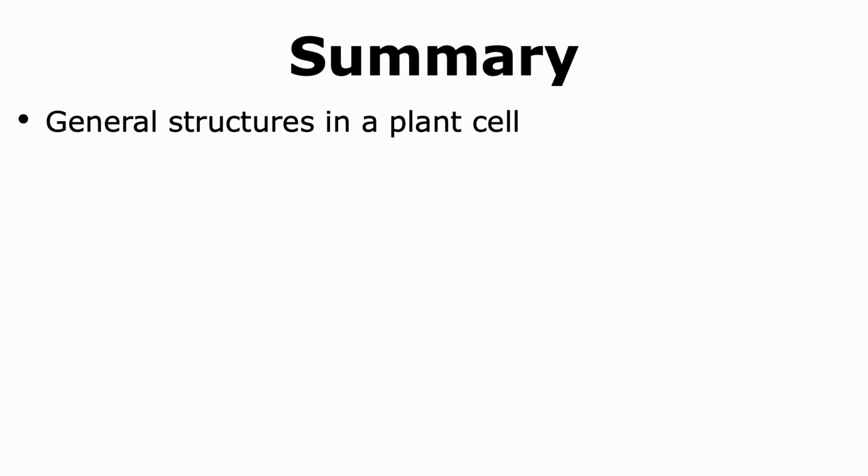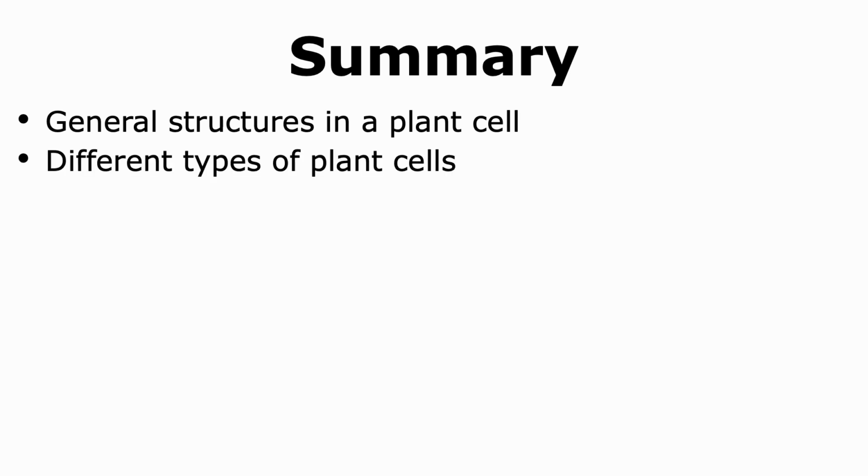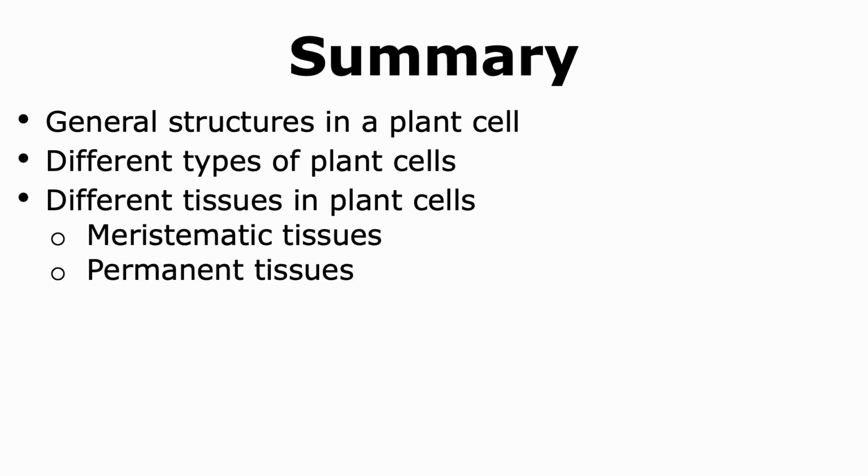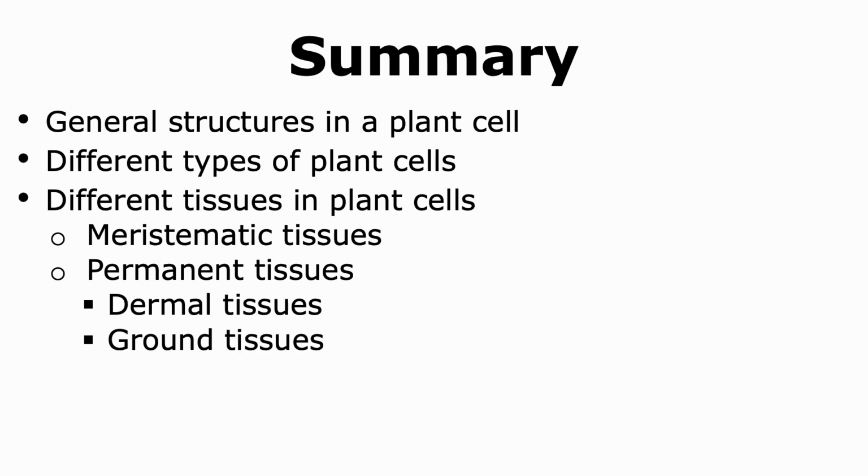With this, we come to the end of our talk, where we learned about the general structures present in a plant cell, as well as different types of plant cells. We learned how different types of plant cells come together to form different tissues in the plant. This includes the meristematic tissues and the permanent tissues. Within the permanent tissues, we learned about the dermal, ground, as well as vascular tissues.